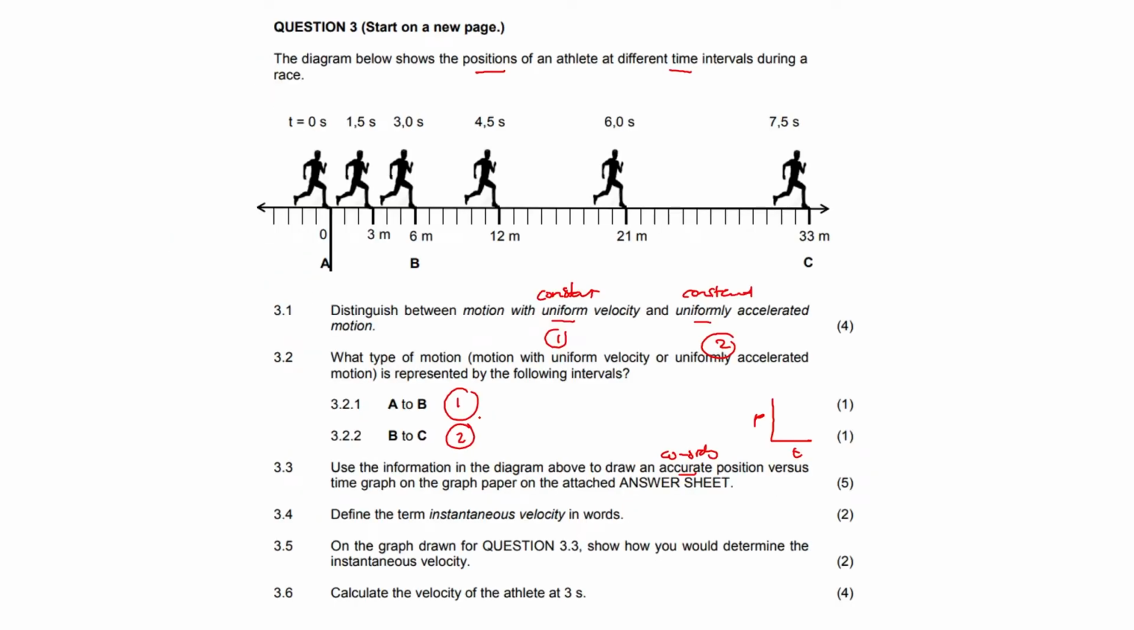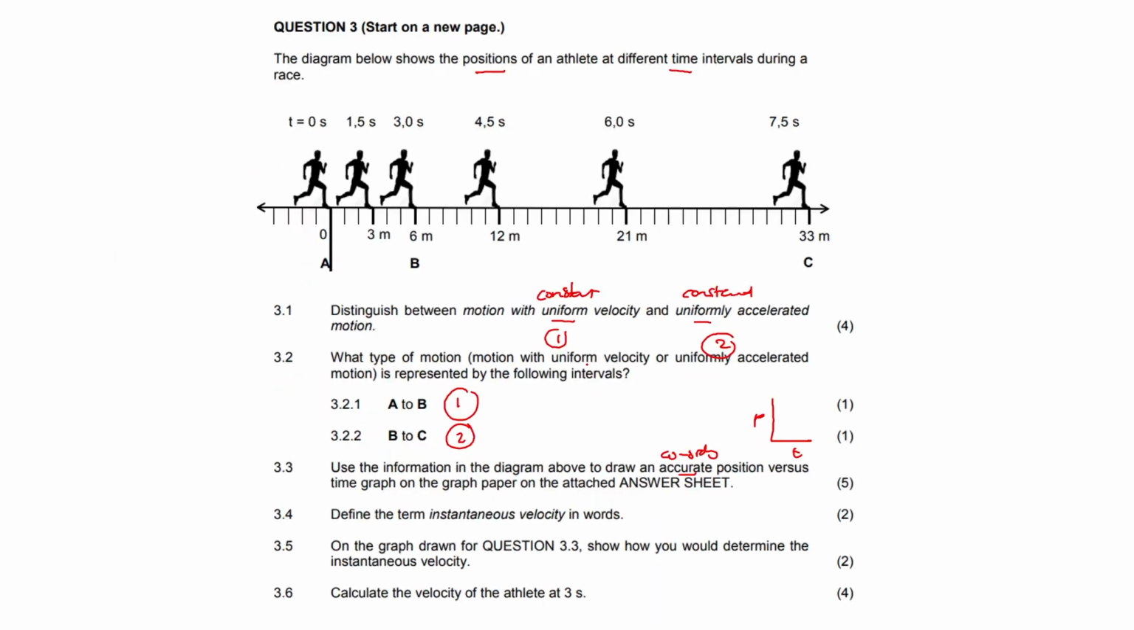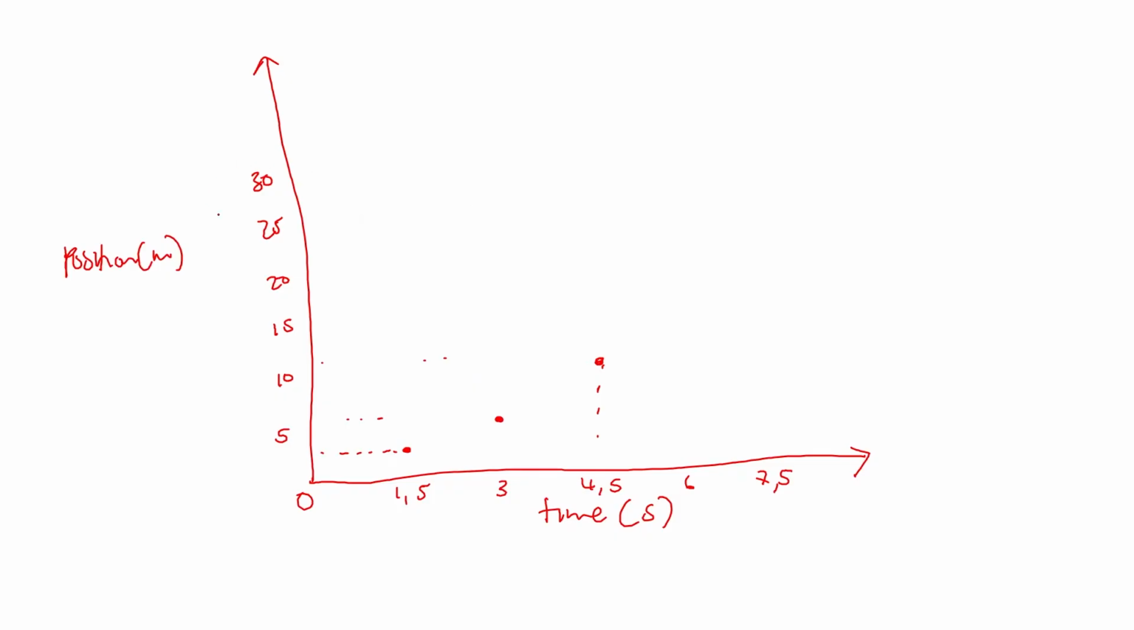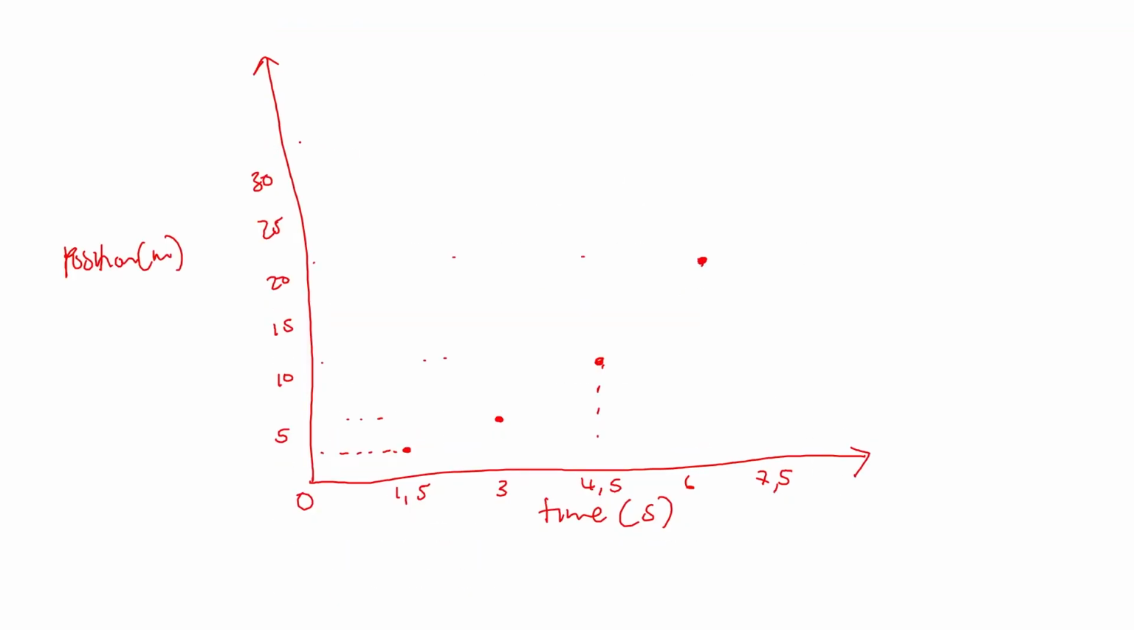4.5 is 12 meters. So it's a bit above the 10. It's somewhere here. 6 is 21 meters. So it's a bit above there, all the way across, somewhere there. And 7.5 is 33 meters. So it's up there somewhere, all the way up there. I'm just going to pretend like it's there, right?